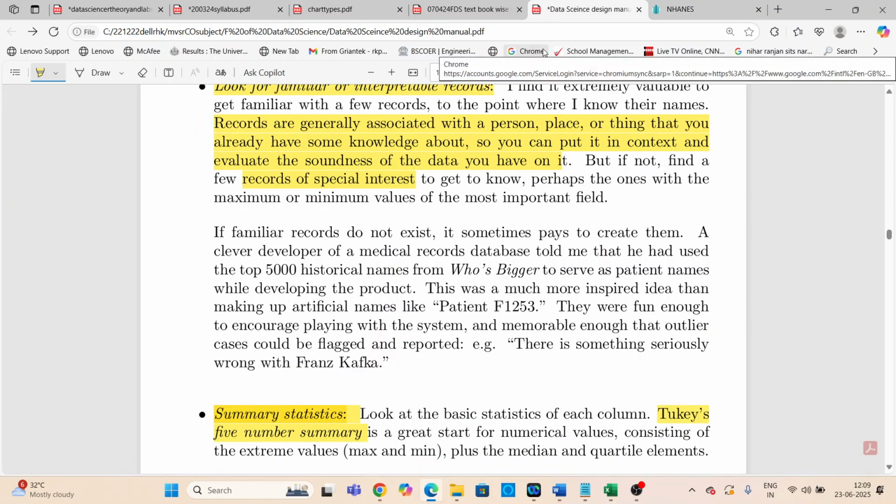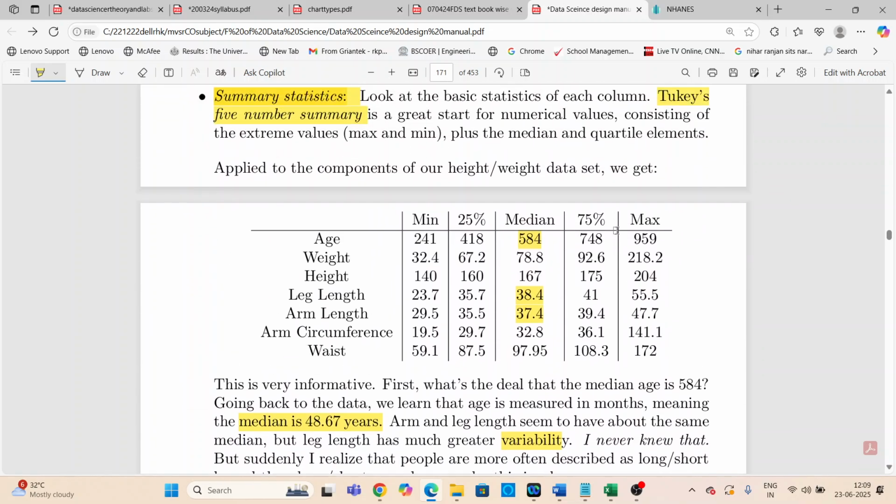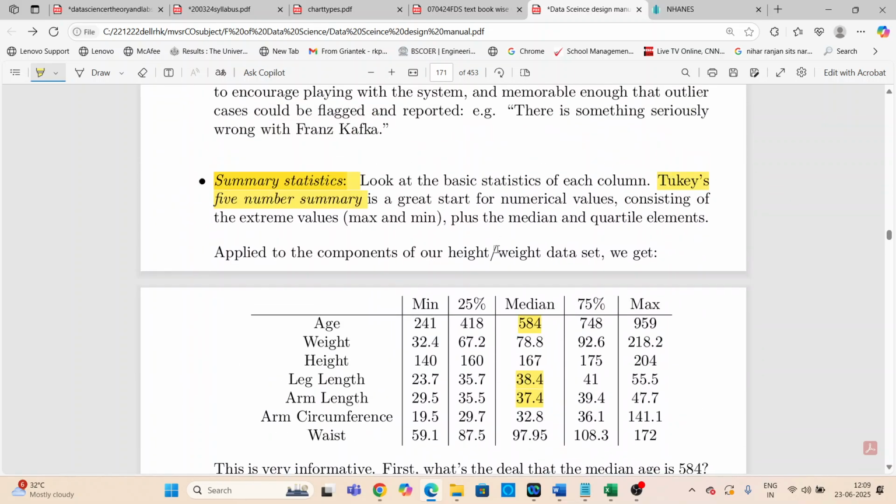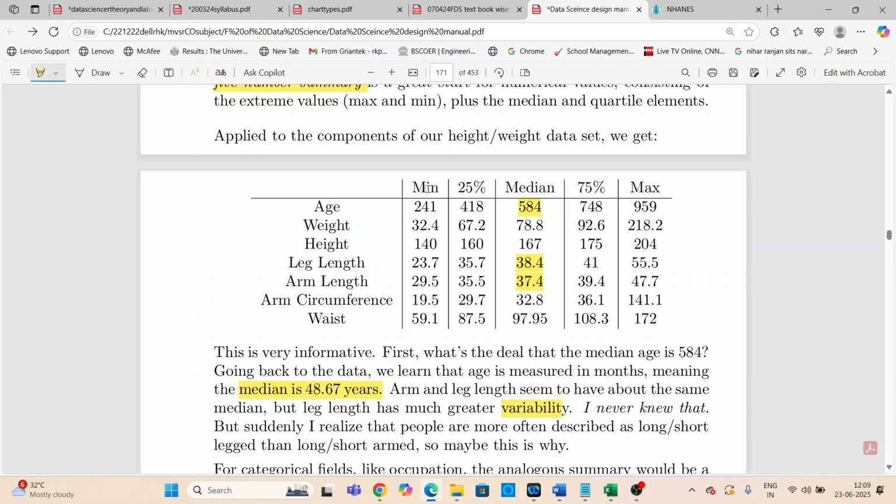All those information I can find here. So you can see here a table which is called a Tukey's 5-number summary statistics, which is giving the minimum value, first quartile, median value, third quartile and maximum value. I can relate this, for example, to age.